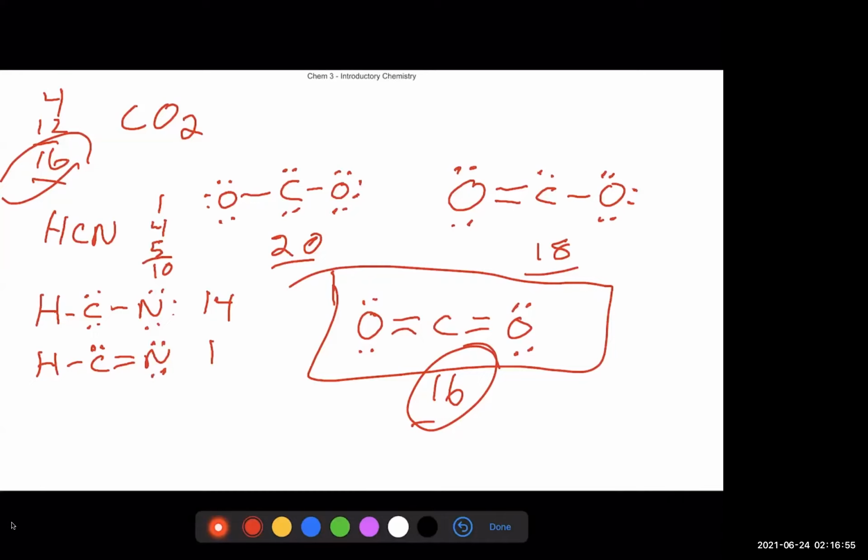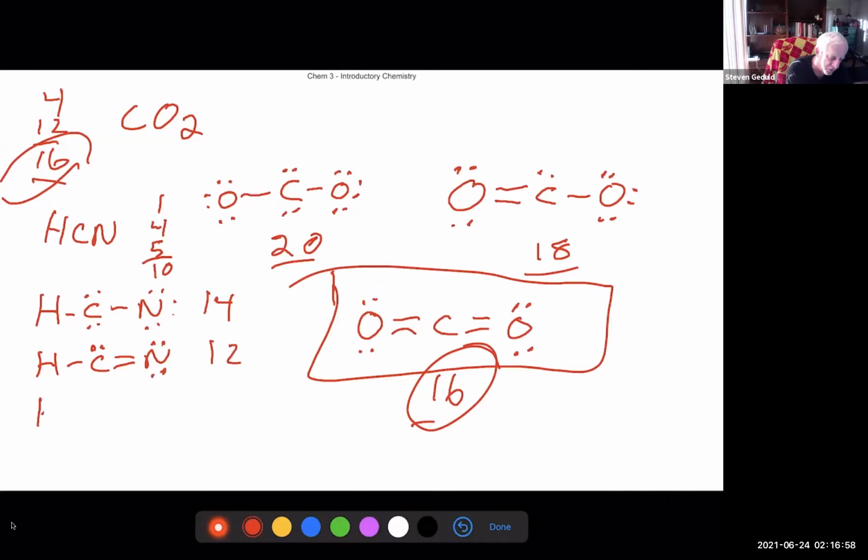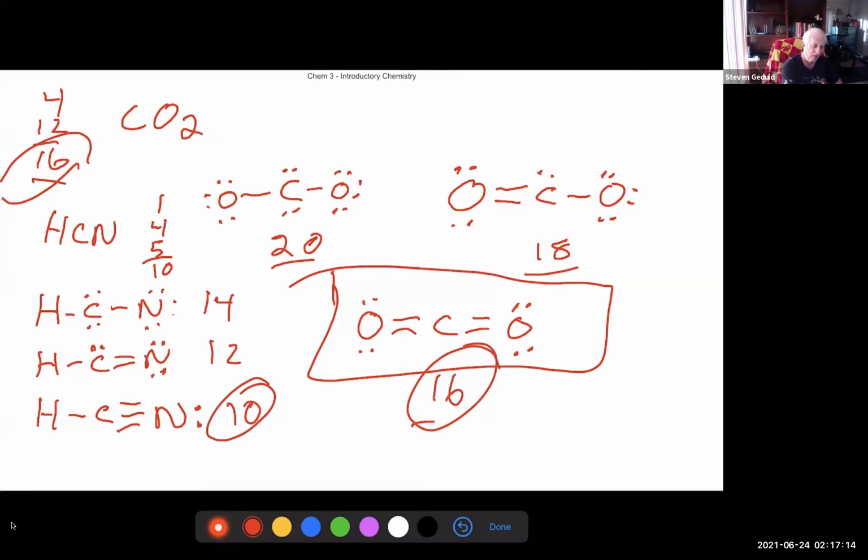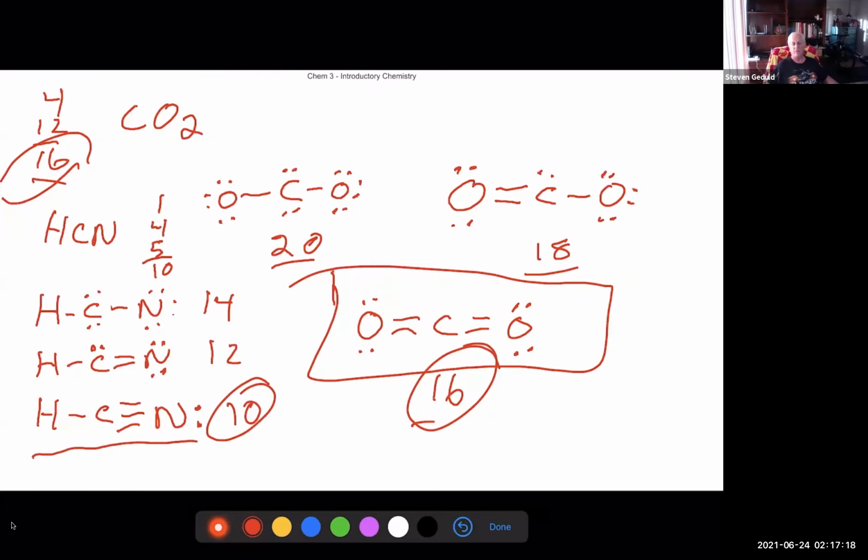Getting closer. Another bond. So since you can't make a double bond with hydrogen, make a triple bond. Carbon and nitrogen. Carbon has 8. Make 2 here for nitrogen. Now count your electrons. 10, which is perfect. And that's the Lewis structure and the shape of hydrogen cyanide. I like these. These are fun.